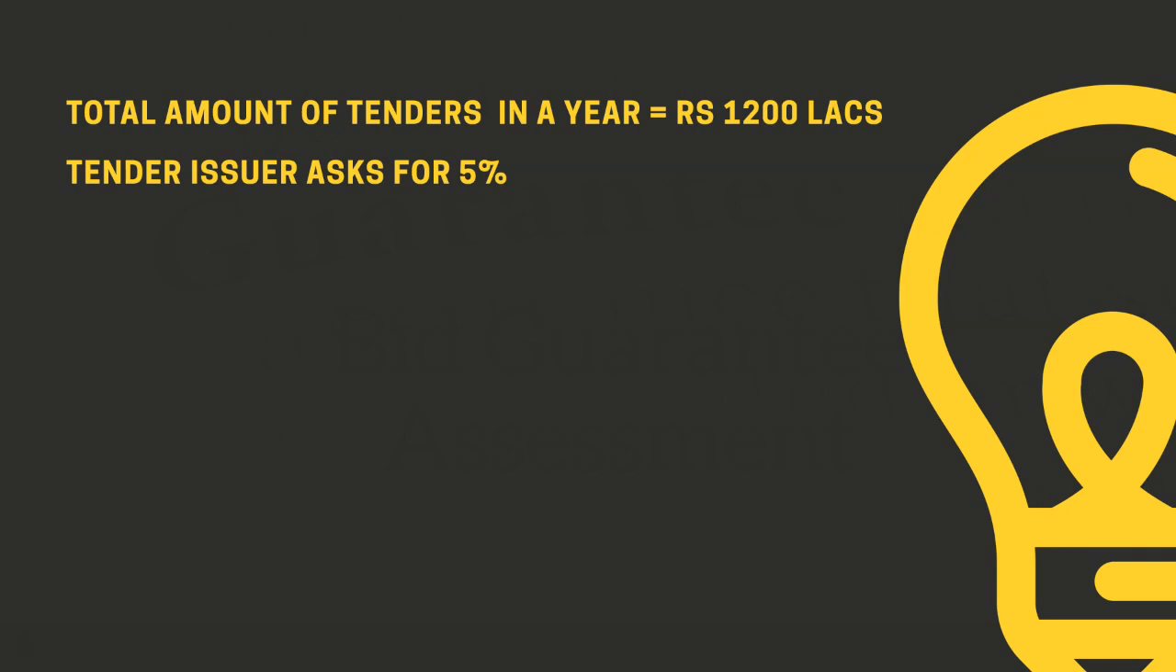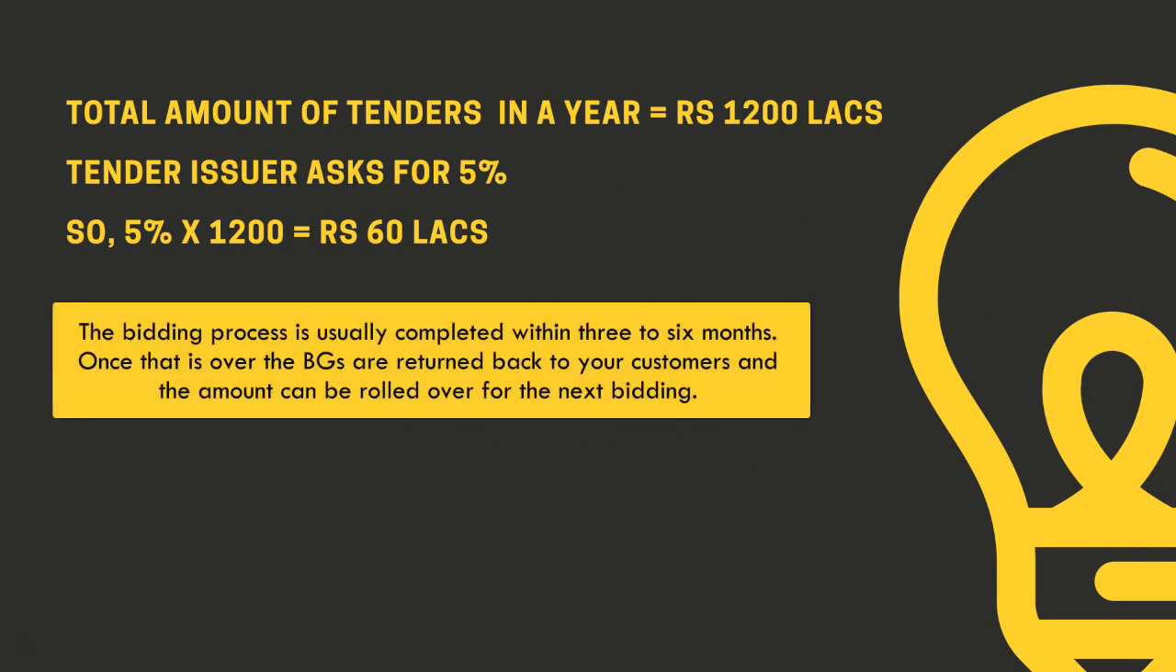Let's assume this amount is 5%. So, 5% of 1200 is 60 lakhs, right? So many banks will accept this 60 lakhs and move forward with the rest of the calculation. However, there is a catch. The bidding process is usually short and everything generally gets completed within 3 to 6 months. Once that is over, the BGs are returned back to your customers and they submit the original BGs requesting for a closure. This amount can be rolled over for the next bidding.